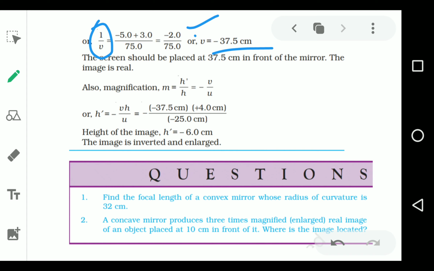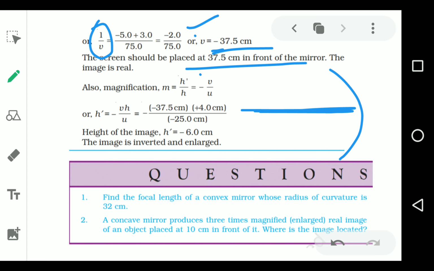So where should the screen be placed? 37.5 centimeter, and minus means in front of the mirror. It is a concave mirror, so the screen should be placed on the negative x-axis. We are going to get the image there, because the image distance we have got is negative 37.5 centimeter.